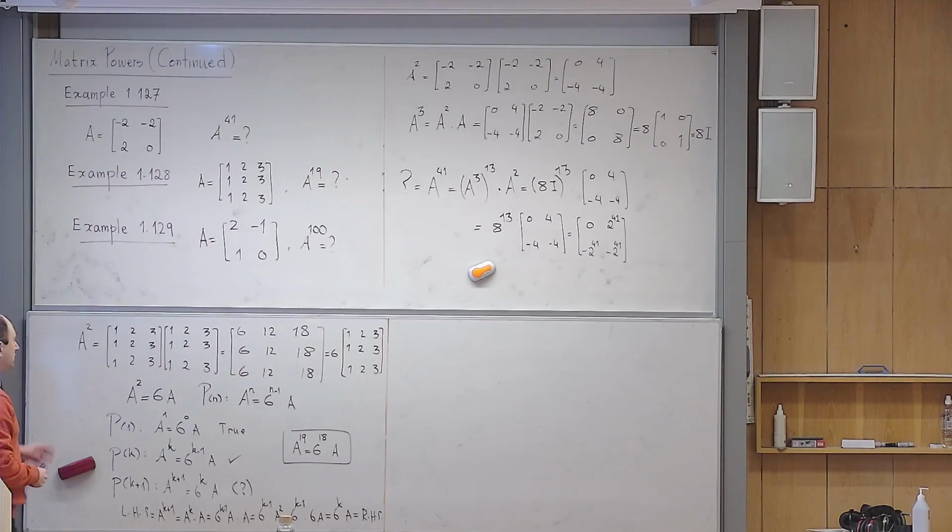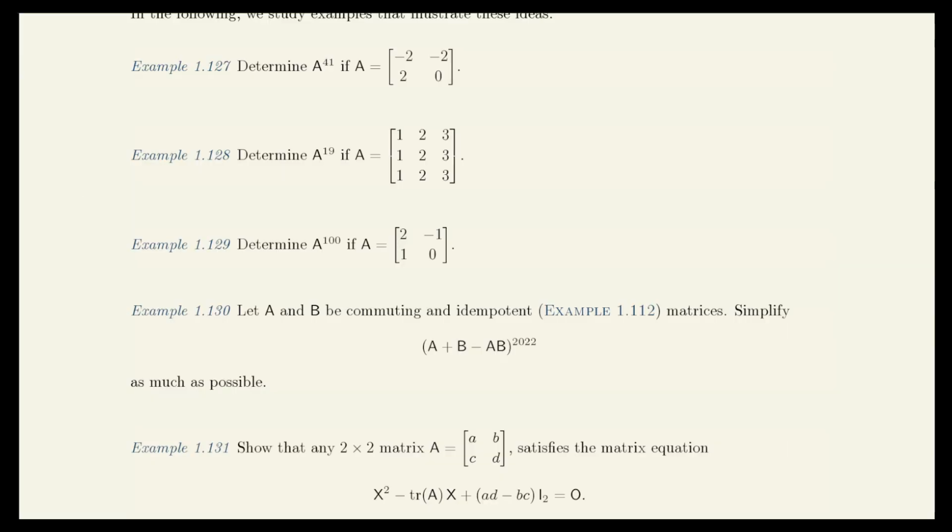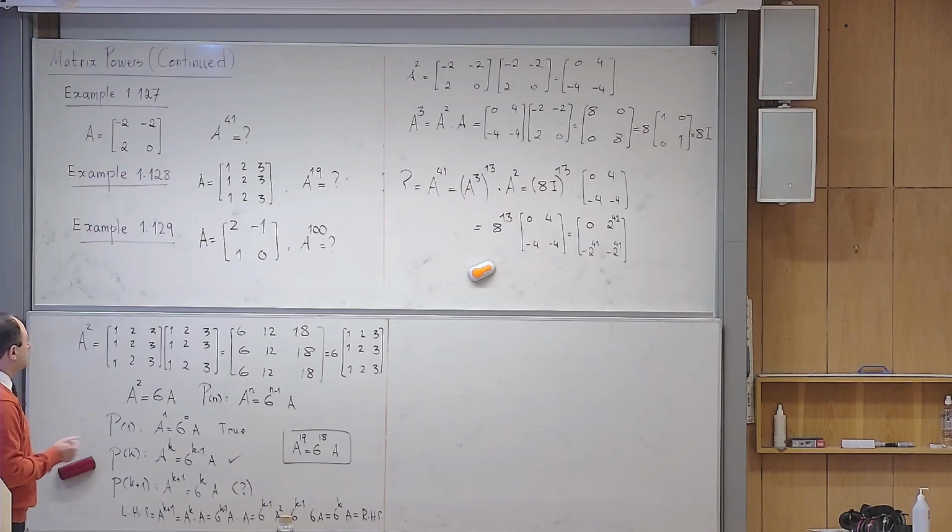A to power 100 was wanted. Let me check whether I have done something wrong or that is exactly what we have. Yes, we want the matrix 2, minus 1, 1, and 0. So let us calculate, because there is not that much time left.